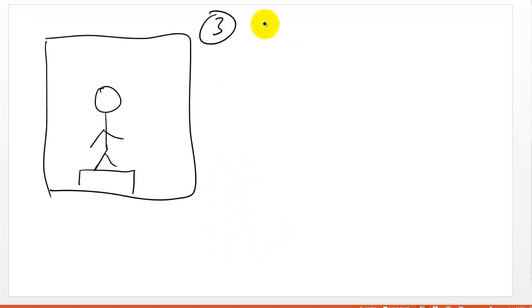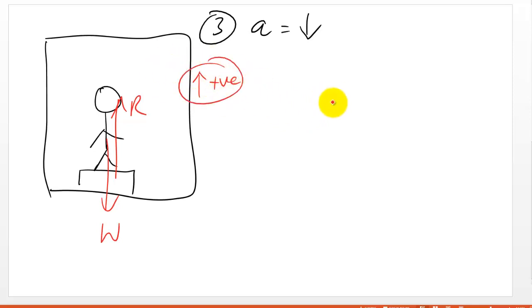So what about the case for accelerating downward then? Let's draw the forces again. We have weight, we have reaction force, and now we are going downward. Let's say we still take upward as positive. Then by using F equals ma, the force would be R minus W equals ma. But this time a is negative, be careful.